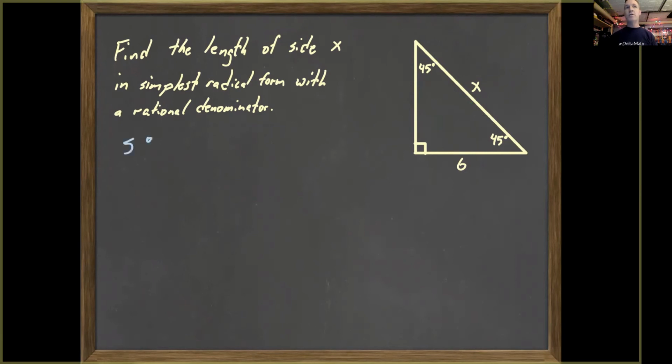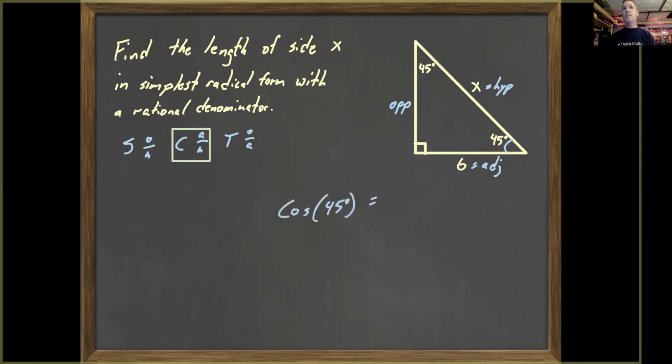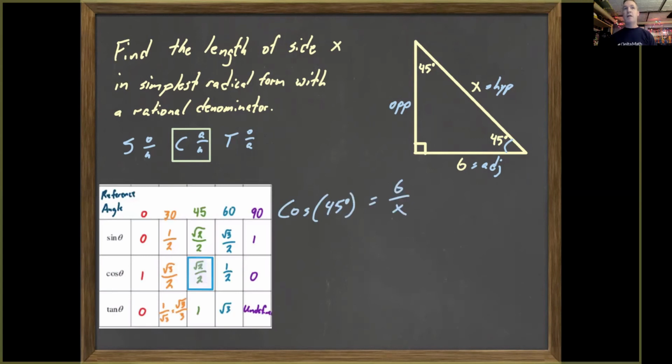So the first thing I want to do is think of SOHCAHTOA, and I'm going to label all of my sides. So I just chose this as my reference angle. You could have chosen this one. They're the same, so it doesn't really matter. So here's my hypotenuse. Here's my adjacent side. Here's my opposite side. So if I'm looking for my adjacent over my hypotenuse, that's the cosine. So the cosine of 45 equals 6 over x.